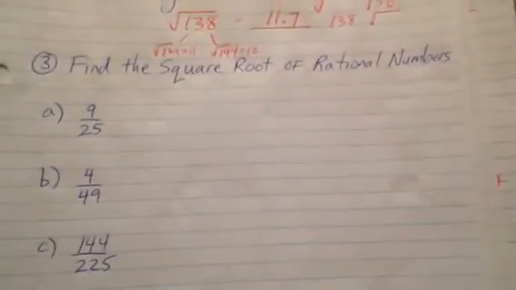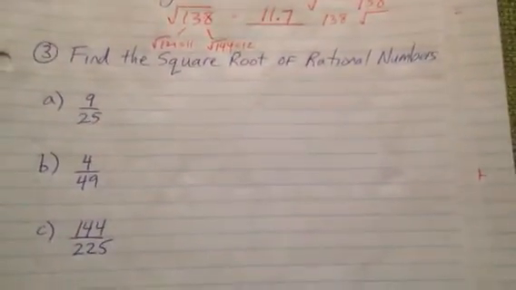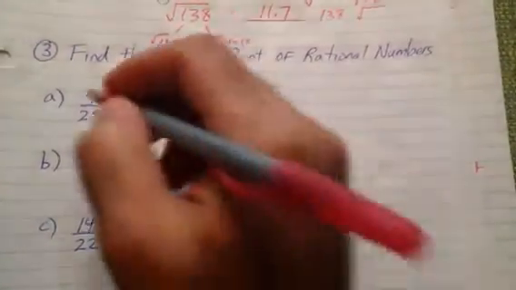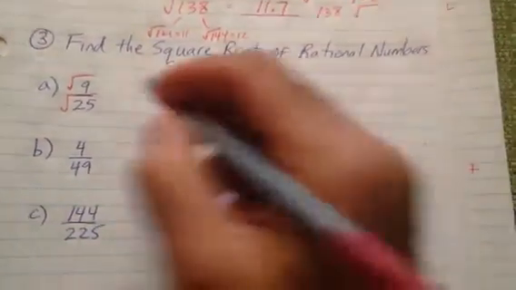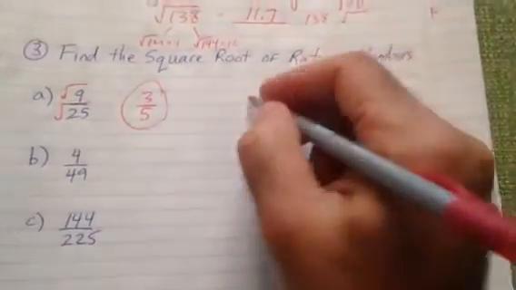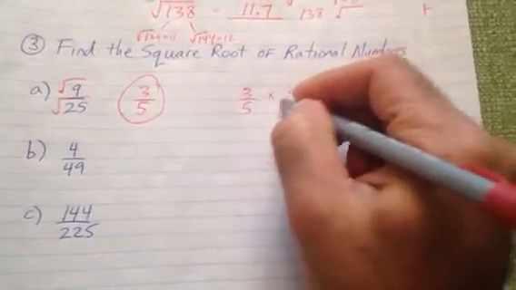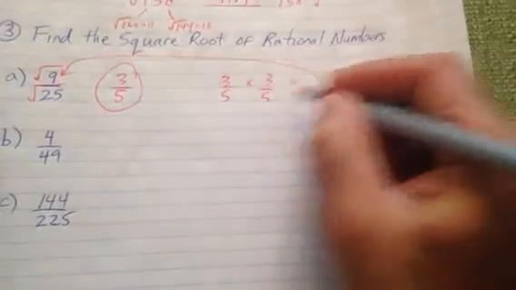Okay, next question is number 3. Find the square root of rational numbers. So if I ask you to find the square root of 9/25, it's very simple. We square root both the numerator and the denominator. So the square root of 9 is 3, and square root of 25 is 5. There's our answer. And why I know that is because if I take 3/5 times itself, I should get the original fraction 9/25, right? And that's what I do get. 3 times 3 is 9. 5 times 5 is 25. Okay? And there you go.